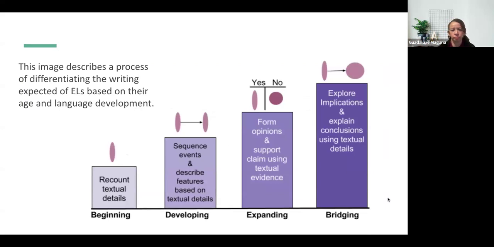Here also describes the process of differentiating the writing. So the age and language development: recount, textual at the beginning, more developing, expanding the form, the support, provide evidence, then the more bridging, exploring. So I feel like that's where more students can write about some of the persuasive writing and things like that.